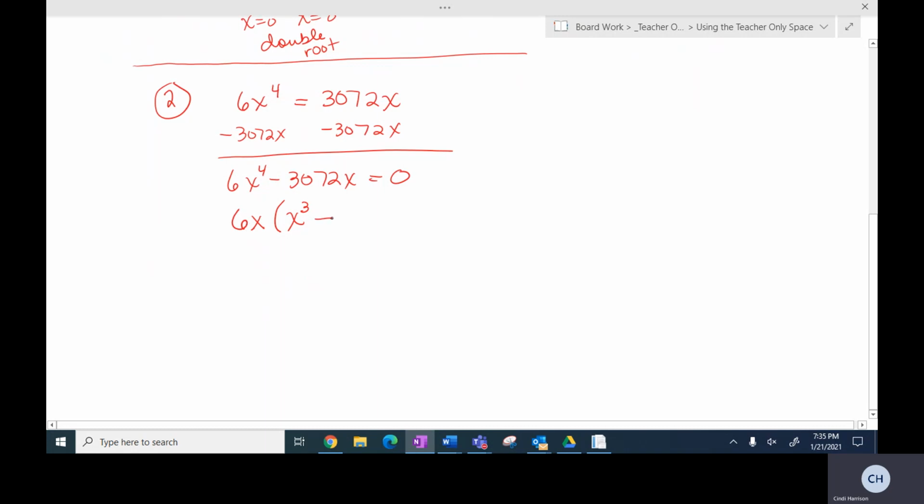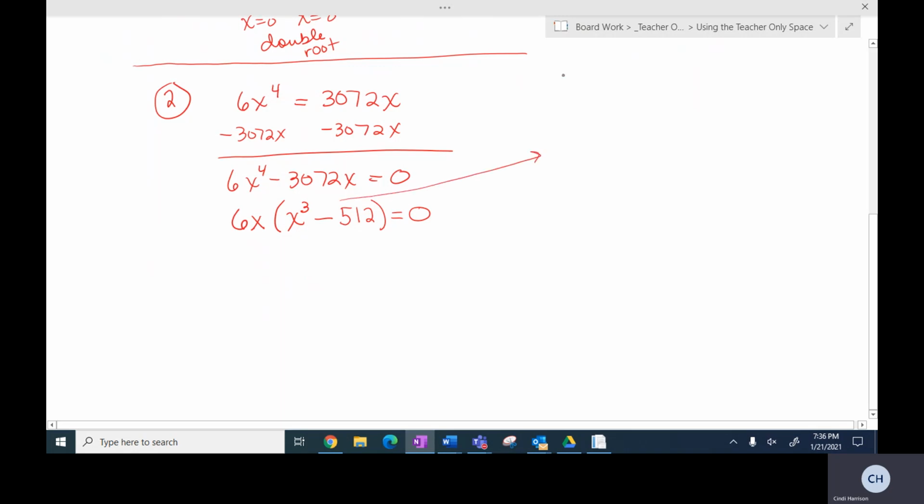Now, 6 times what will give us 3,072? We're hoping that comes out even. And if you divide that, we do indeed get 512. And we don't need an x because we have one here. And there we go. Now, the next thing we need to look at is how to factor this.